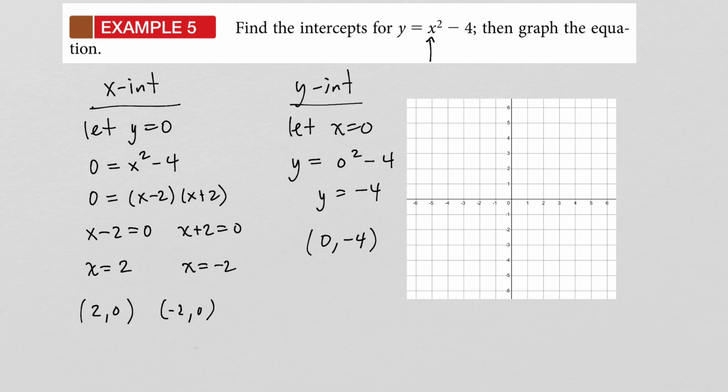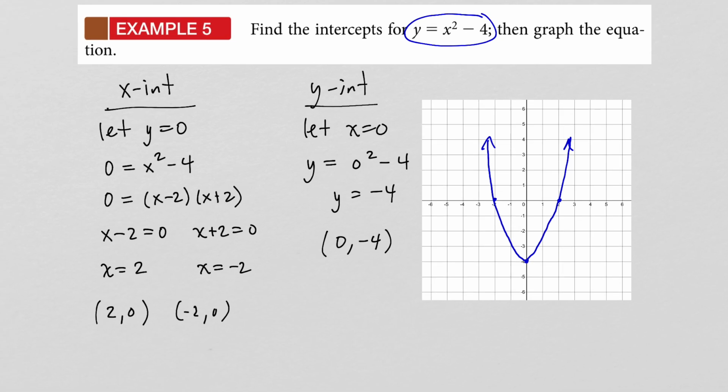We have the point 2, 0, which is right here, the point negative 2, 0 right there. So those are our x-intercepts. And then 0, negative 4 is right here. Now, we'll learn a little bit more about these graphs later on, but this is the graph of a parabola, and it goes something like this. The reason why we like intercepts is because intercepts are generally pretty easy to find, and just by graphing a few points, you can get a really good idea of what some graphs look like.